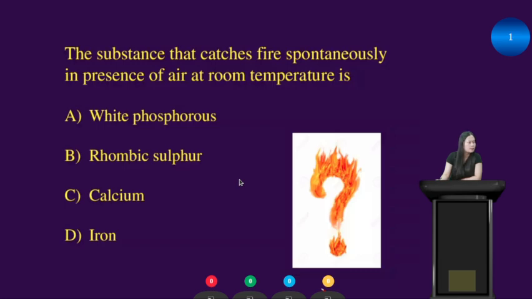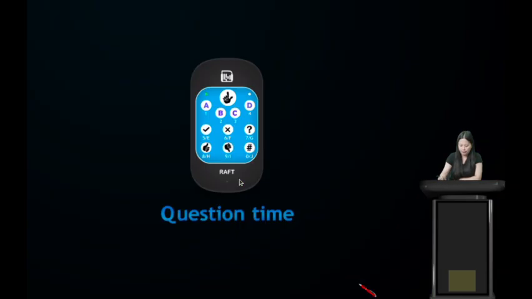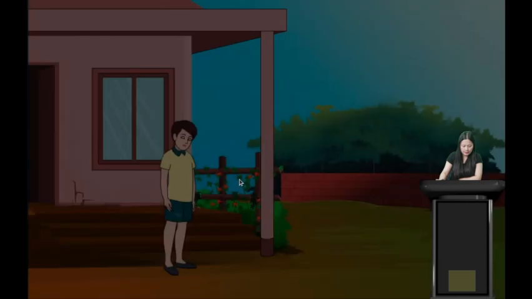Alright students, your time is up, and yes, good. The correct answer for this question is option A, that is white phosphorus. The substance that catches fire spontaneously in presence of air at room temperature is white phosphorus. Alright students, let us see next.